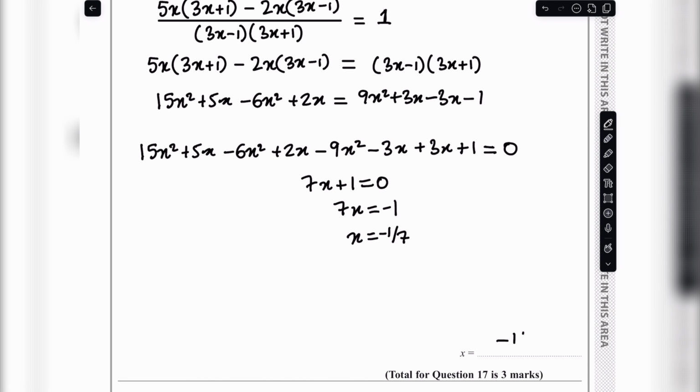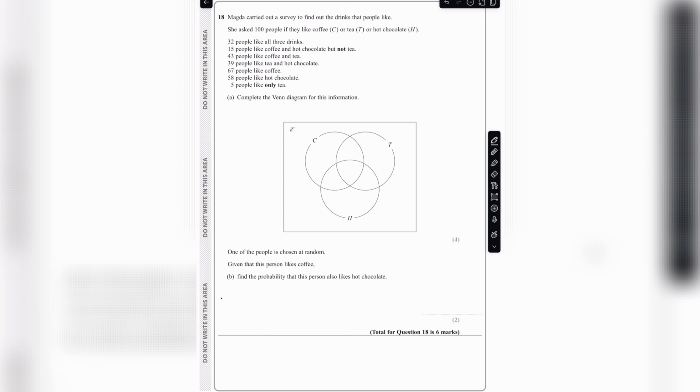In question 18, we are told that Magda carried out a survey to find out the drinks that people like. She asked 100 people if they like coffee or tea or hot chocolate, and we are given all this information. In the first part of this question, we are told to complete the Venn diagram for this information.